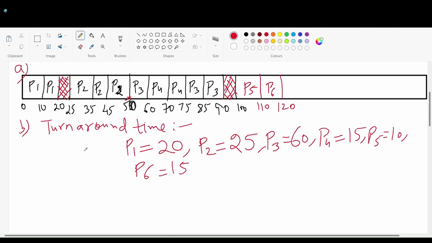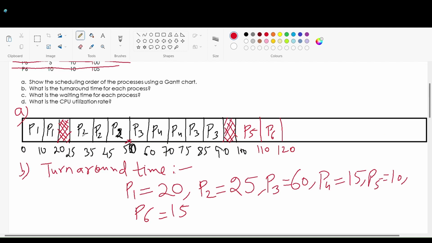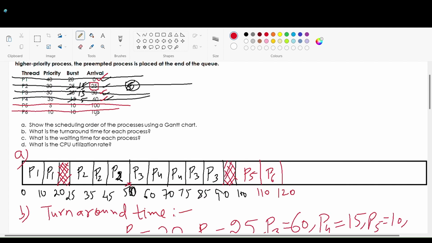So in the question they ask for the turnaround time for each process. Now if you want to find the average turnaround time, you have to add all together and divide by 6. P6 enters into the system at 105 and exits from the system at 120. So 120 minus 105.